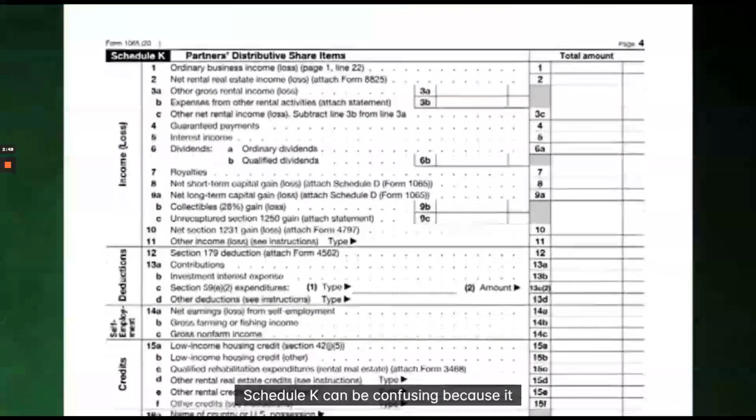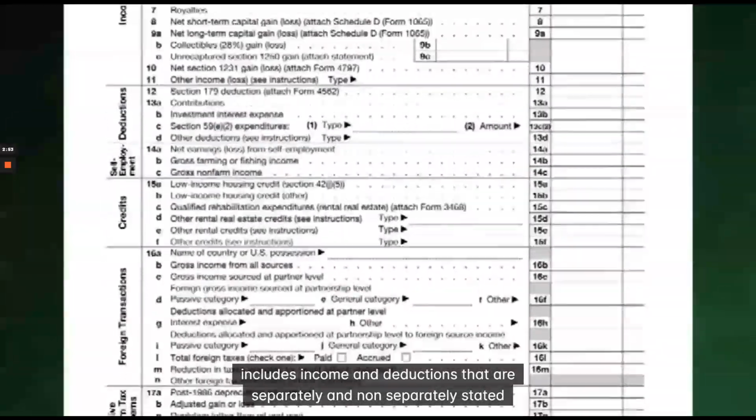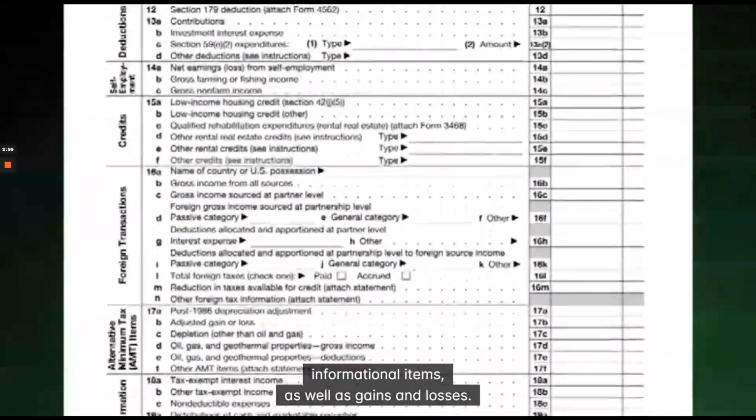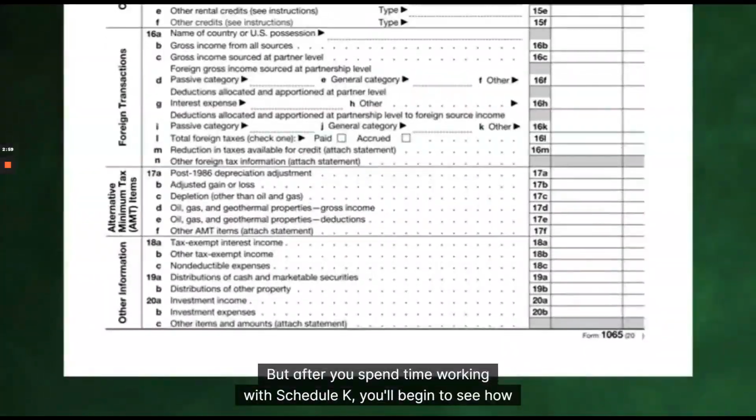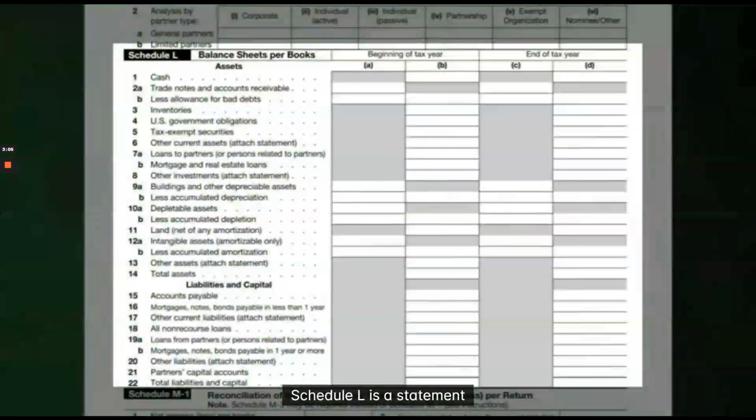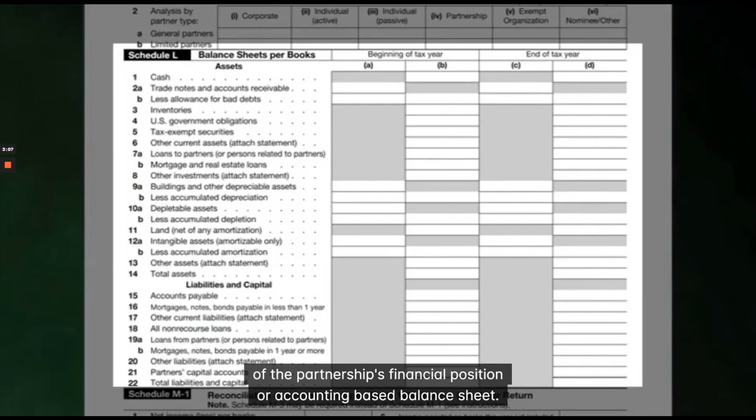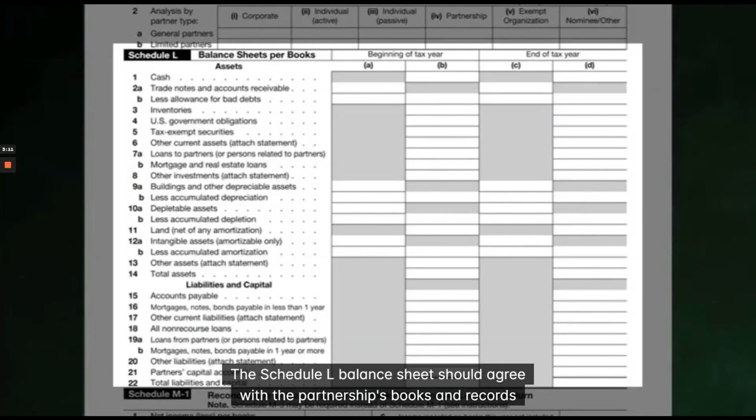Schedule K can be confusing because it includes income and deductions that are separately and non-separately stated, informational items, as well as gains and losses. But after you spend time working with Schedule K, you'll begin to see how everything works together for partner-level reporting. Schedule L is a statement of the partnership's financial position, or accounting-based balance sheet. The Schedule L balance sheet should agree with the partnership's books and records.